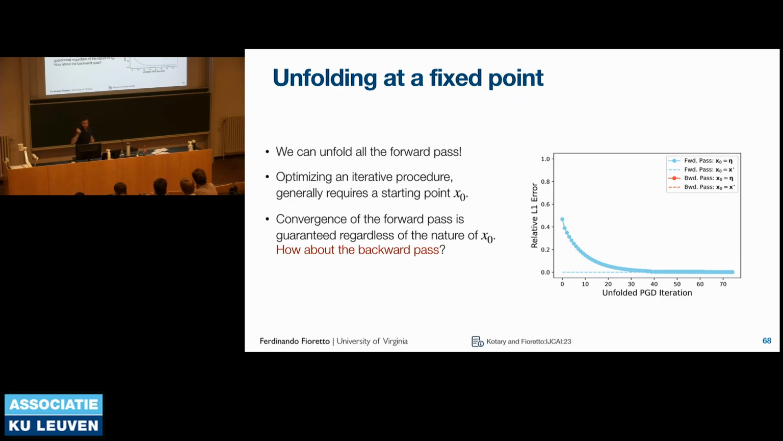Now, you have this solution here, and optimizing any iterative solution will generally require a starting point. Based on this starting point, convergence can be guaranteed to the optimal solution, right? And so the natural question, and here we're showing an unfolded PGD, showing that the forward pass converges after a few iterations, is how does the initial choice for x0 affect the convergence of the backward pass? And this is going to be important.